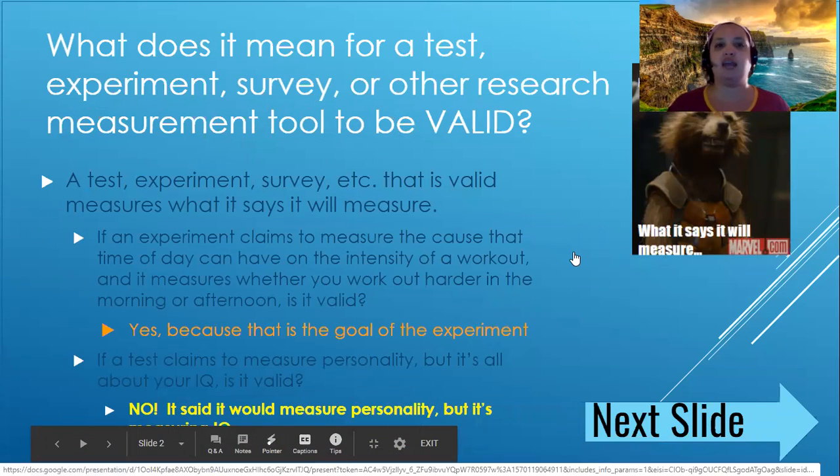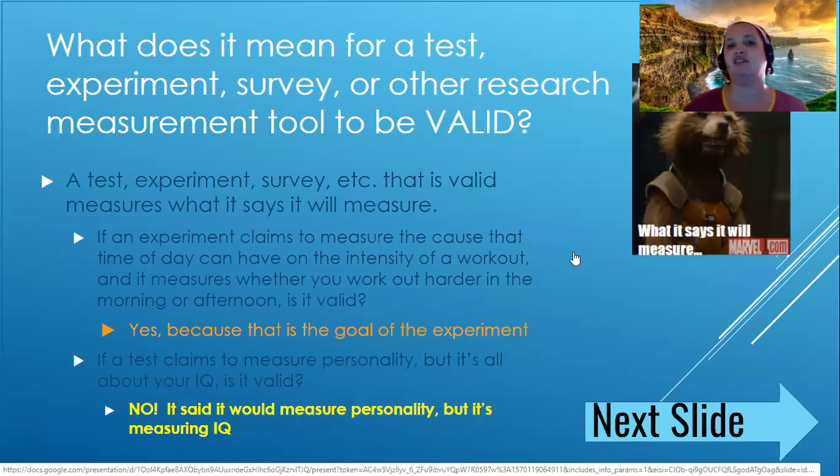So whenever we're talking about a test, an experiment, a survey, any type of research, what we're looking at is if it's valid, it's measuring what it says that it will measure. So if you take a personality test, it should measure personality. If you take an intelligence test, it should measure type of intelligence. If you do an experiment that looks at whether people work out harder in the morning or harder in the afternoon, then it should measure intensity of workout, right? If it's valid, it's going to measure what it says it will measure.